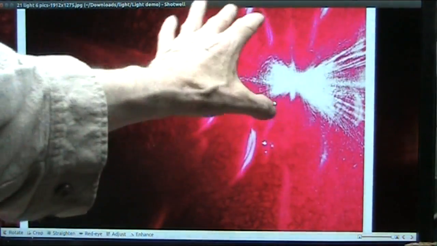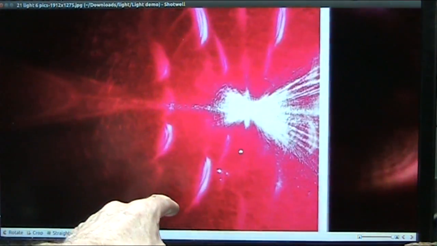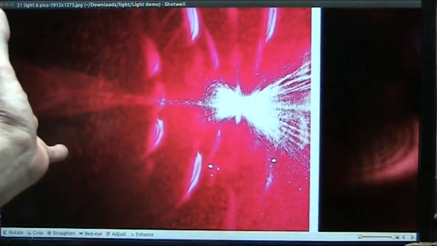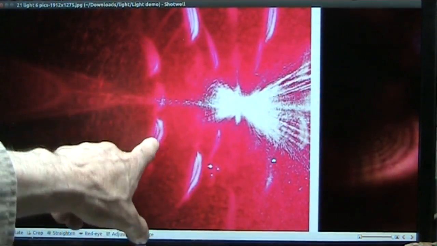Now, this whole area is being excited. This is what's called reverse EMF. You see, it's coming back. That's because it concusses here and bounces back at these.